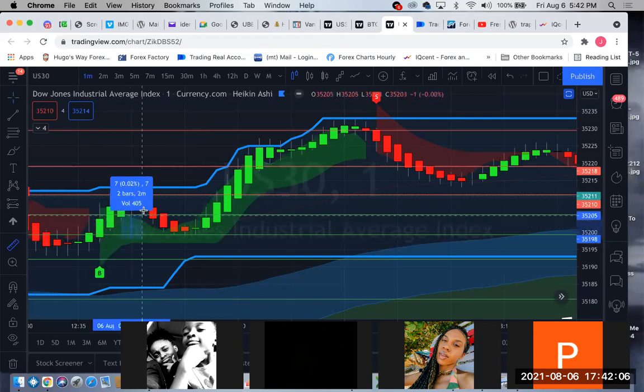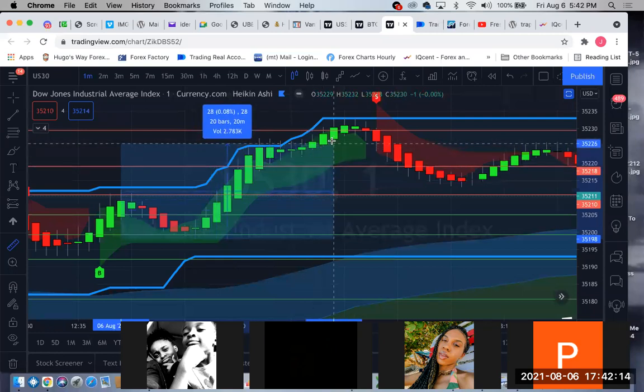Flat bottom candle. Could have got 10 pips right here as soon as it retraced. And if you roll this whole thing up, another 30 pips.